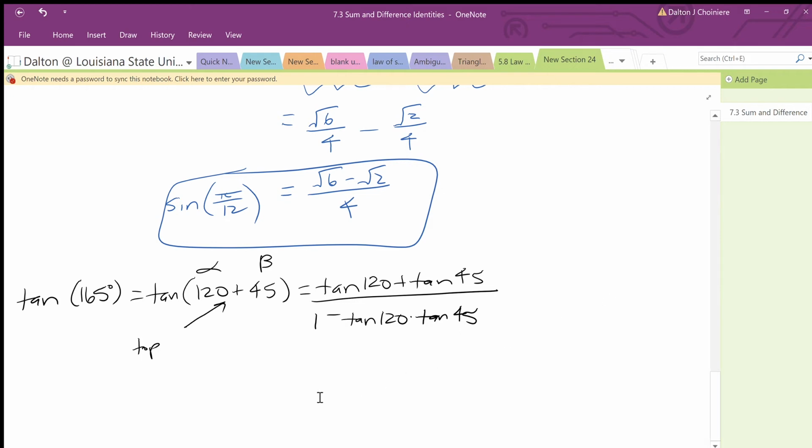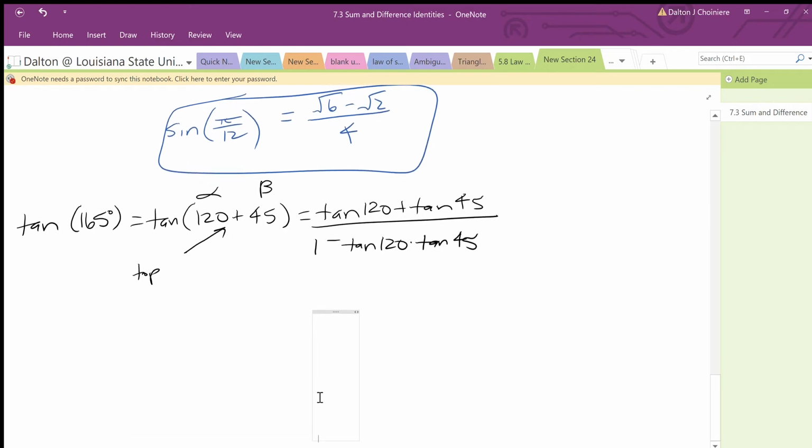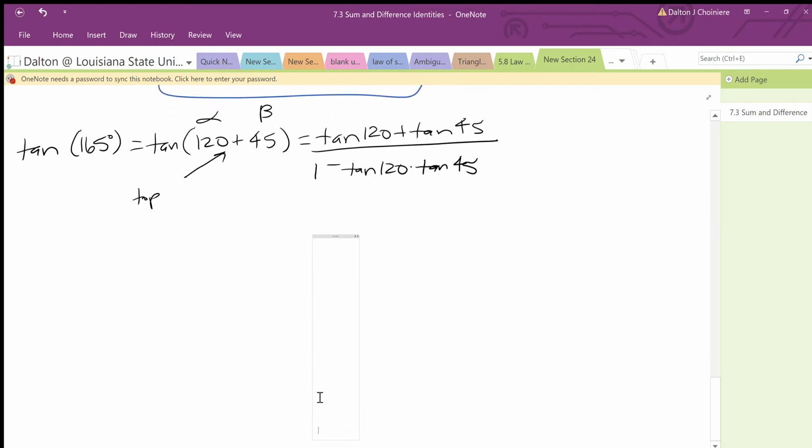If I'm using my unit circle, tangent is a little bit different. You can't just grab x and y values. We have to remember that tangent is y over x. So for this first one, if I'm trying to find the tangent of 120, I need to locate 120 degrees. My y value is the square root of 3 over 2. My x value at 120 degrees is negative 1/2.